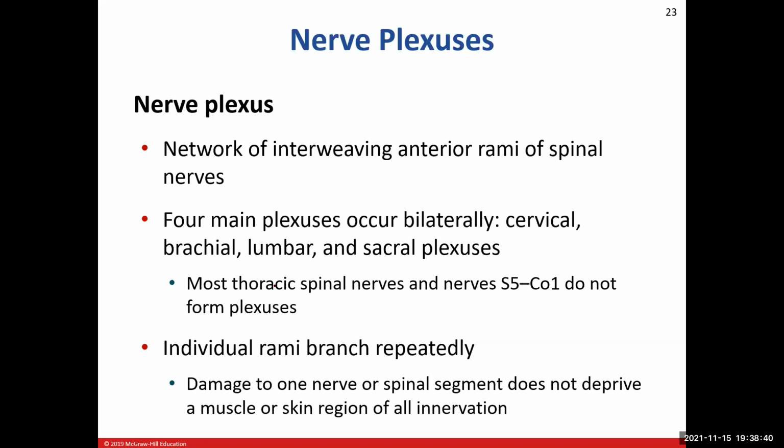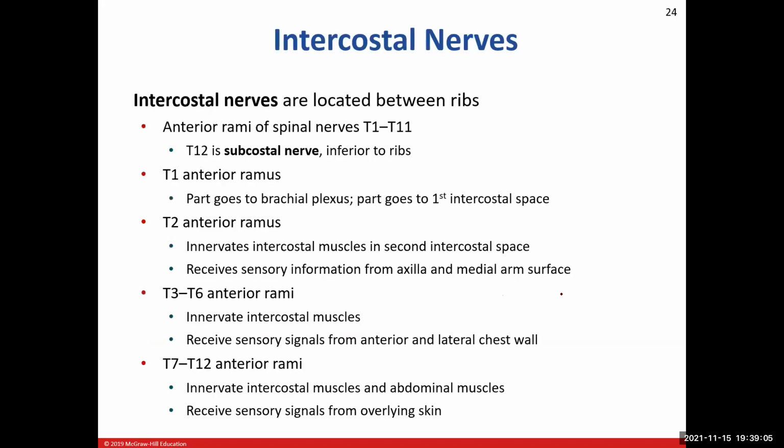All right, but when we're seeing in the thoracic region, a lot of our thoracic spinal nerves don't form a plexus. In fact, they'll form what's called intercostal nerves, which we'll see about in a second. And also, when we get down to the terminal end of the central nervous system, the spinal cord there, S5 through Co1, or coccyx 1, we do not see any plexus formation from those either.